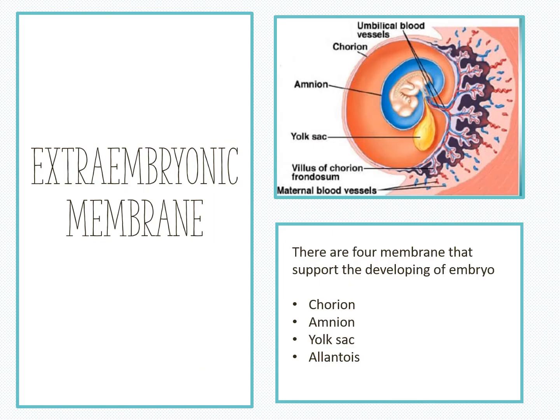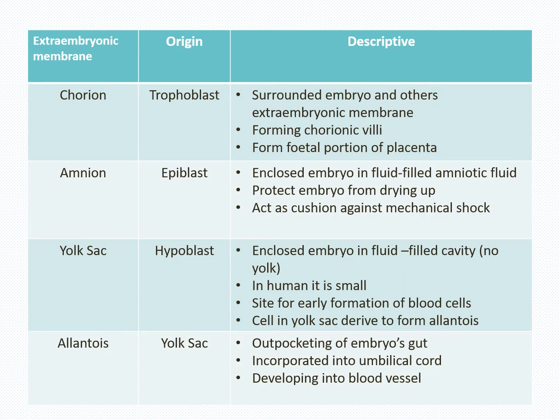For extra-embryonic membrane, there are four membranes that support the development of the embryo. The first one is chorion, the second one is amnion, the third one is yolk sac, and the last one is allantois. There are four extra-embryonic membranes. The first one is chorion.